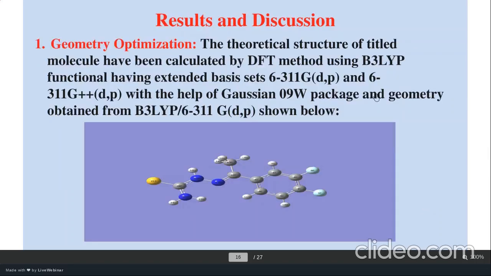Now here we are going with the results and discussion of the title molecule DPTC. In the results, we have first optimized the geometry of the title molecule. The first is the geometry optimization.